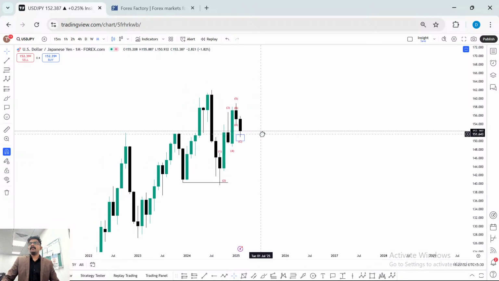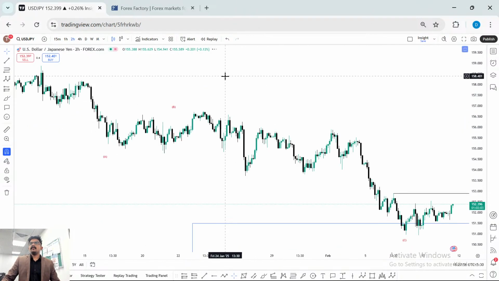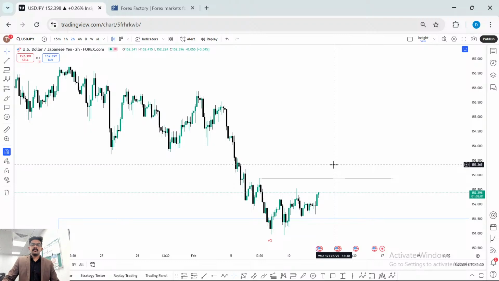Yeah, there is a very good chance of a buy. Let's see anyway. But we have to get proper structure breaks in the lower time frames, only then we can confirm it.